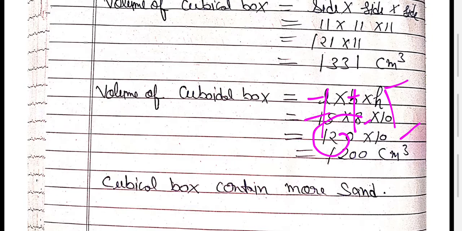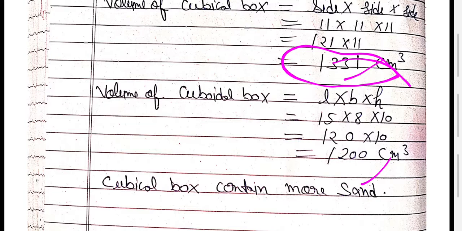So which box contains more sand? Whose volume is more? Cubical box is more or cuboidal box is more? Obviously the cubical box is more. So you have to write a cubical box contains more sand. Whose volume is more, that box contains more sand. So here the cubical box has more volume. So the cubical box contains more sand.